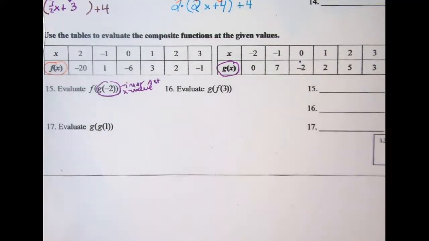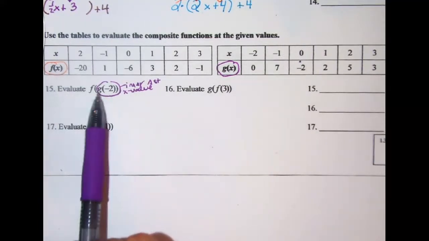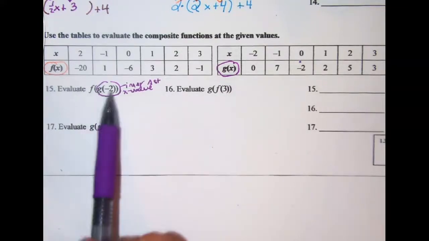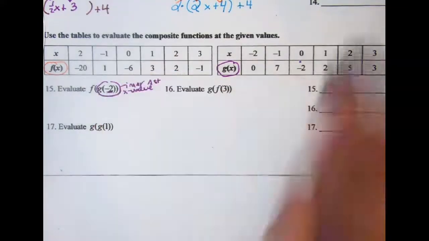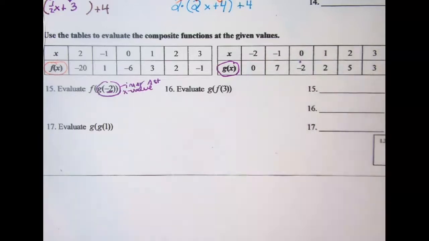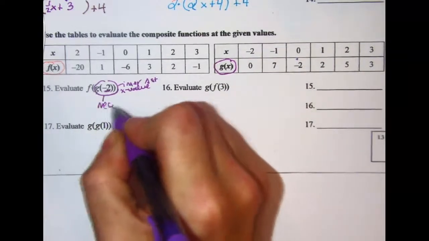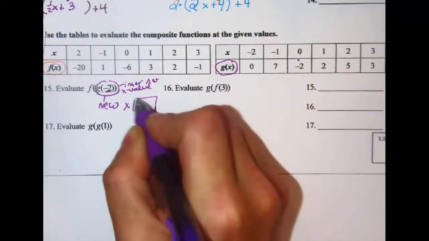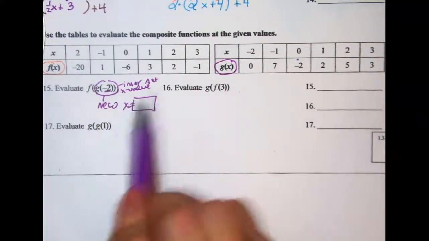Tables, functions. So I go to the g function and I look for where x is -2, x value. I'm always looking at my x's, and then I see what's across from it and I get a new value. You might want to make a spot there. What is your new x when you look for it?